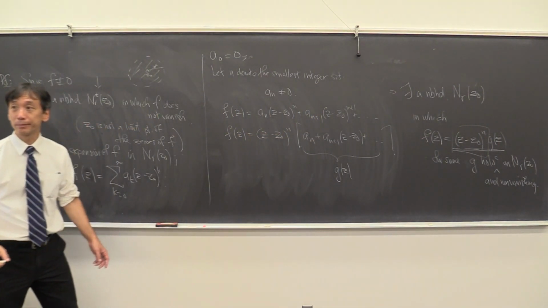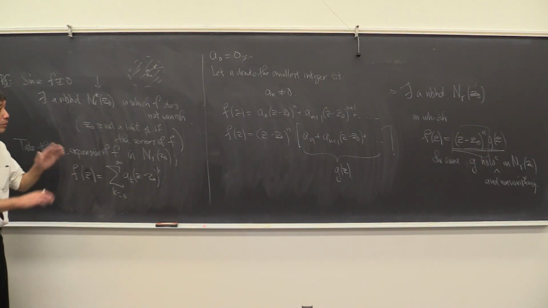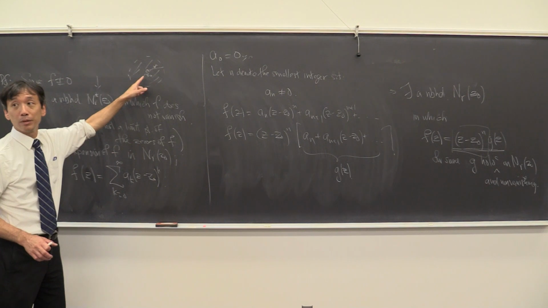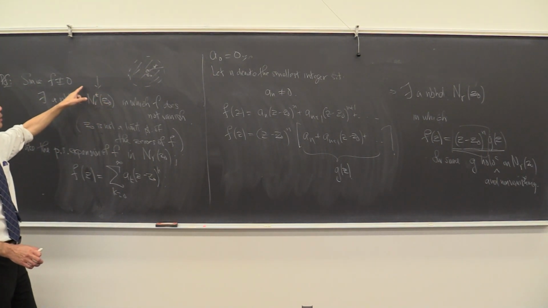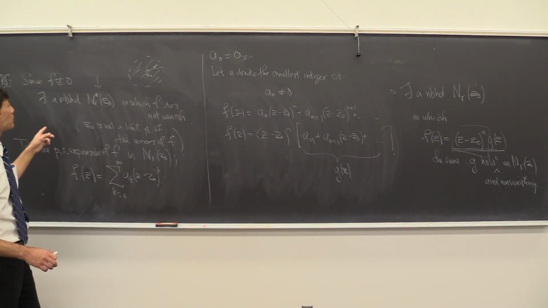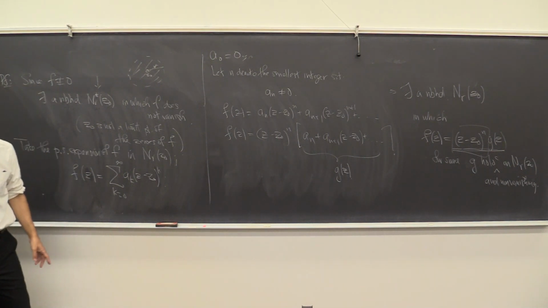Is f entire in this proof? No, it was just holomorphic on omega. It doesn't have to be entire. What we need is that it's holomorphic on our little punctured neighborhood. Okay. Thank you.